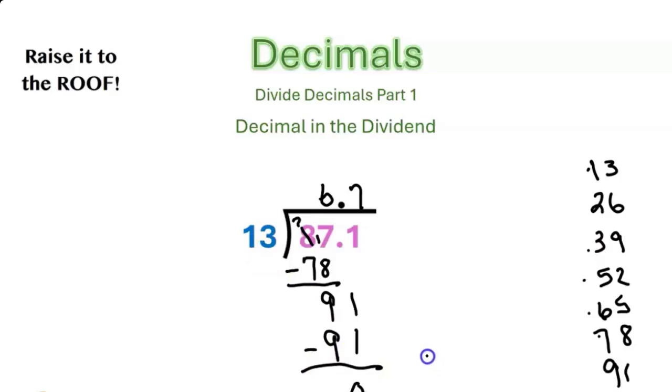So even though this was a more difficult problem, I didn't change the process at all. I raised the decimal to the roof, and then I just divided as normal. This would look like this in sentence form: 87 and 1/10 divided by 13 equals 6 and 7/10.